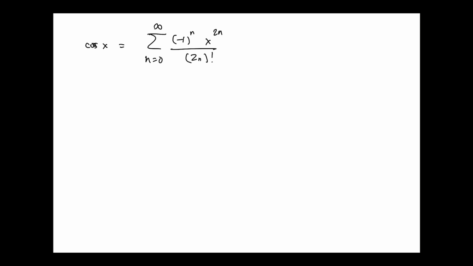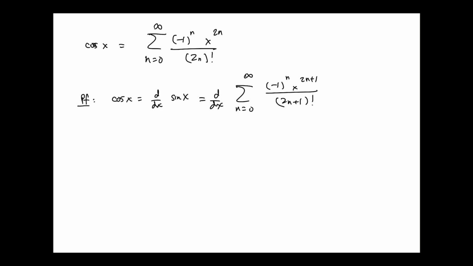Okay. Now, here's another way I could actually prove that this is true. For example, well, isn't cosine the derivative of sine? Yeah, okay. What's the derivative of a sum? It's the sum of the derivatives.